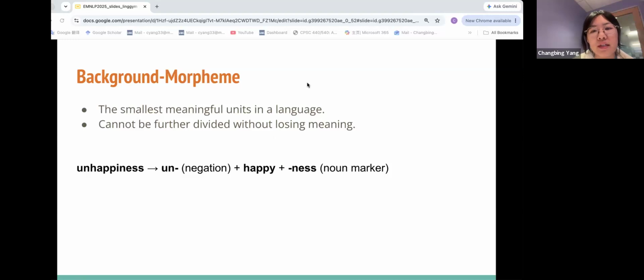So the first one is called morpheme segmentation. It is usually to annotate words into the smallest meaningful units in a language. For example, you can see an example like unhappy. You can break it down into a negation prefix, happy, and ness, a noun marker. We call these morphemes because a morpheme can't be further divided without losing meaning.